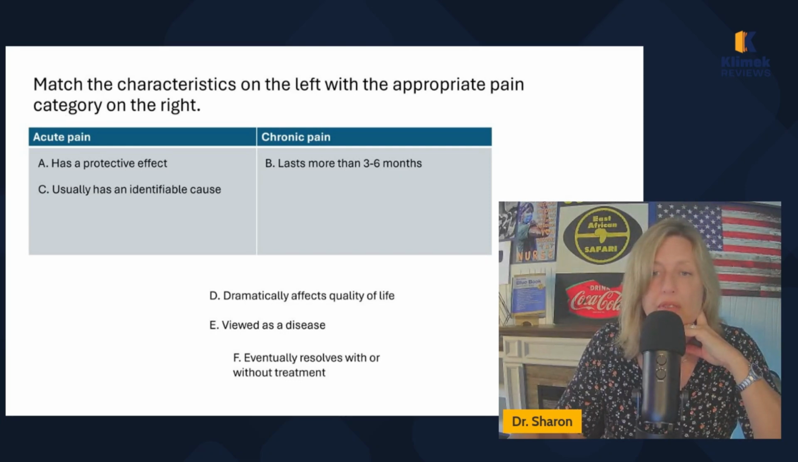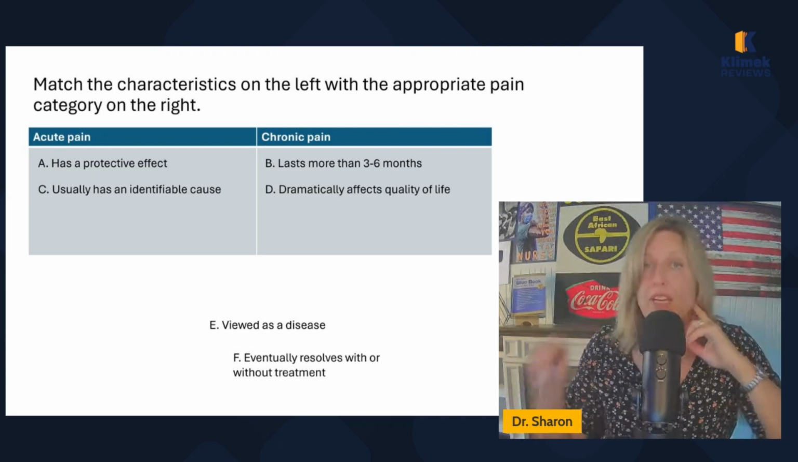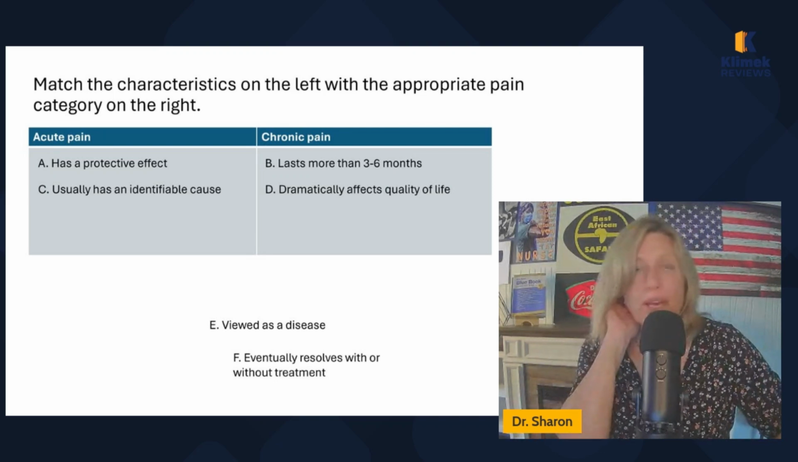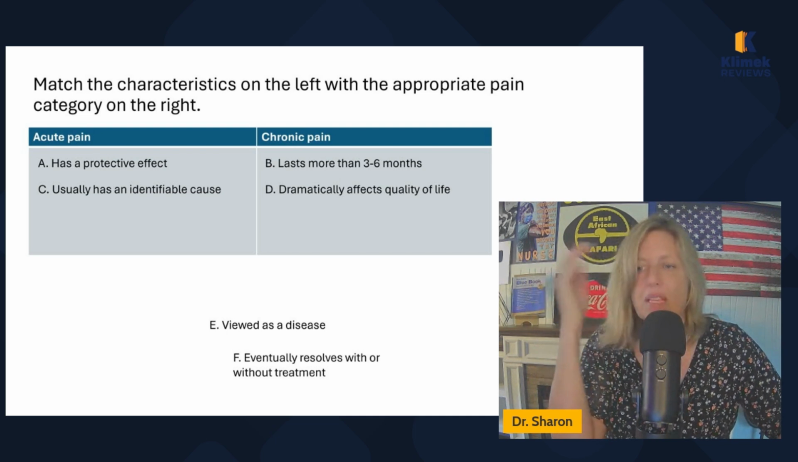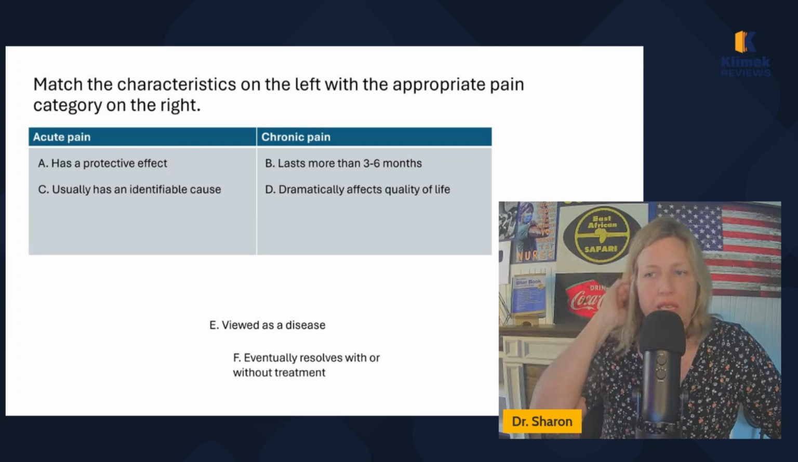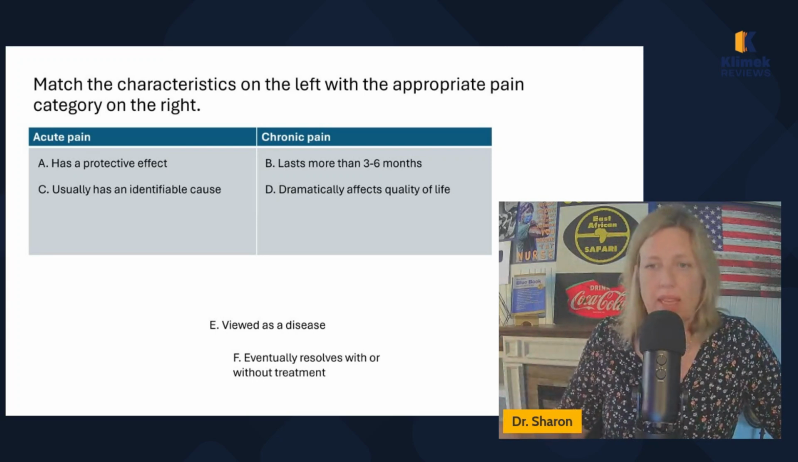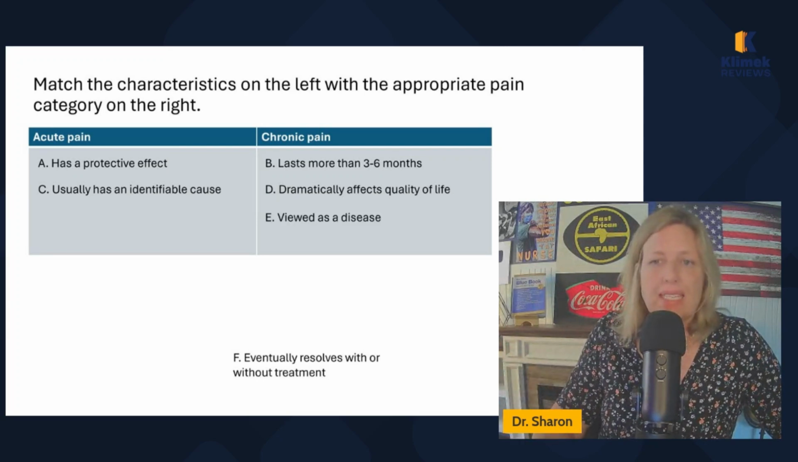Dramatically affects quality of life. Y'all, acute pain affects quality of life, but short-term pain does not affect quality of life the way long-term pain affects quality of life. So chronic pain is considered to be much more difficult to deal with. Viewed as a disease. Well, which one would be considered a disease? A disease is something that lasts, right? A disease is something, generally speaking, that lasts. So the one that lasts is chronic pain.